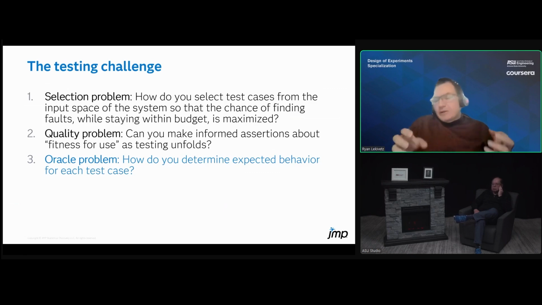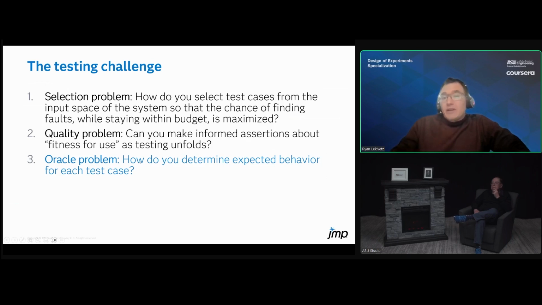But for our purposes here, taking a step back and thinking of this from a design of experiments problem, let's revisit that selection problem and the quality problem. So in particular, if you think of that selection problem, how do you select test cases from the input space of a system? That sounds a lot like design of experiments, right? And we have a set of inputs. How are we going to go about setting the values for those inputs? And in particular here, we have a goal of maximizing that chance of finding faults.